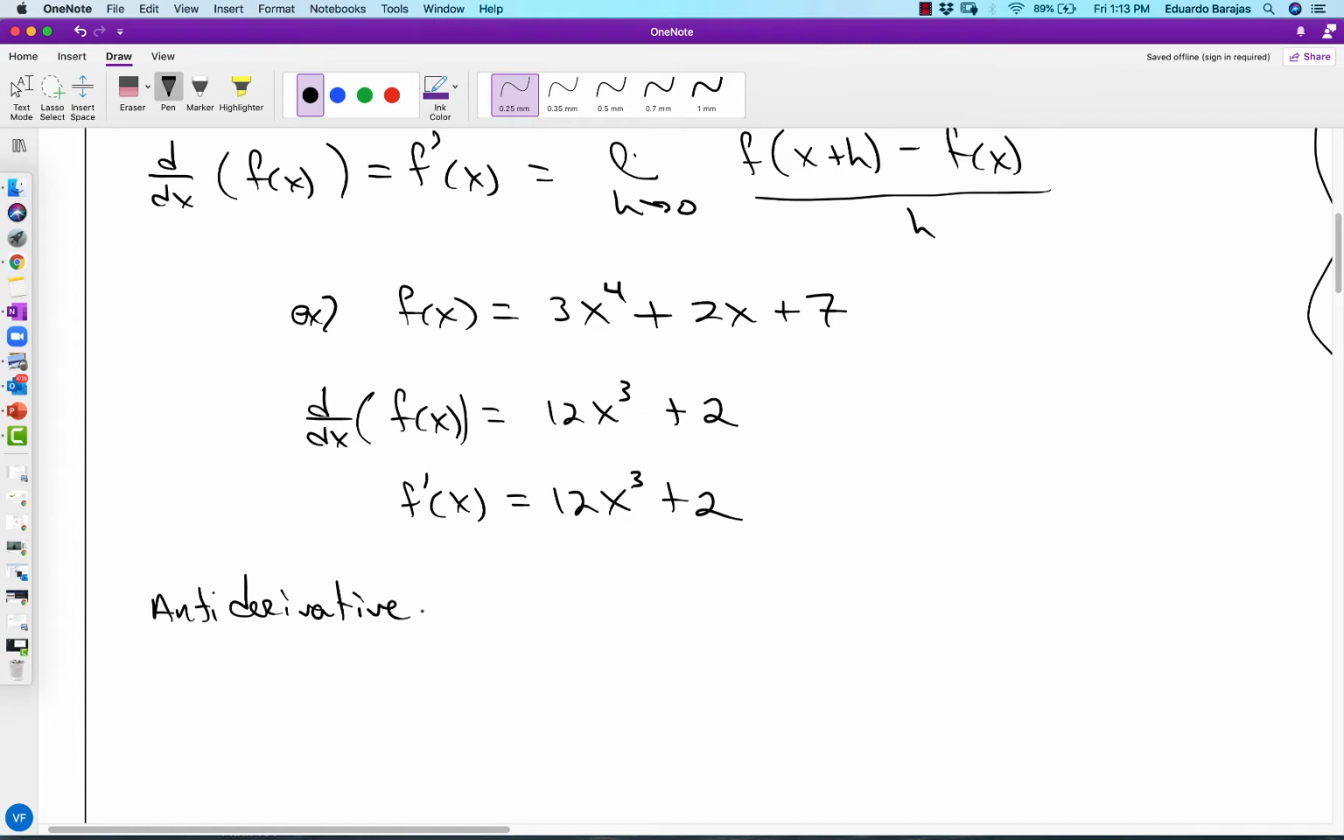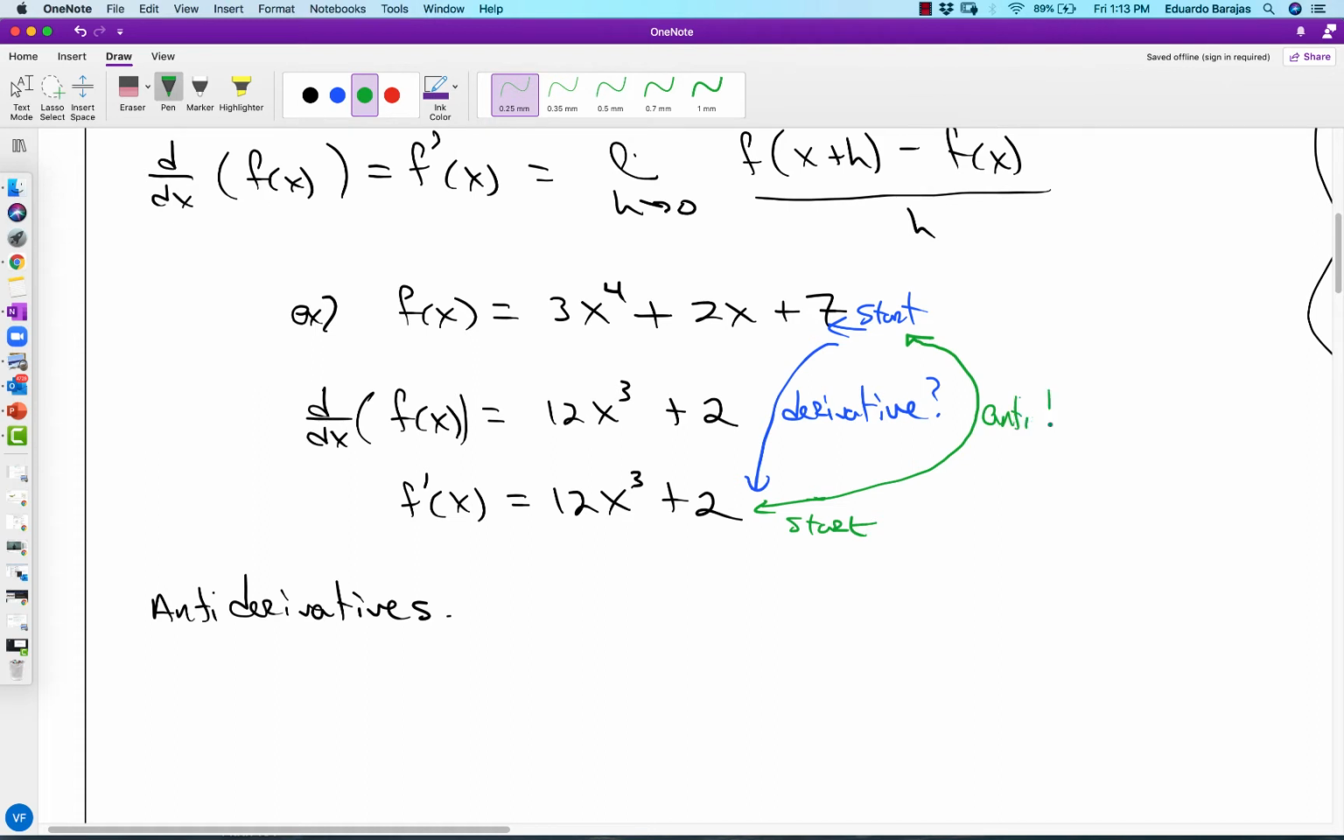Antiderivatives. So in other words, if we start here, this is what's given, and then we're asked to find the derivative, then we go this way, and this is the answer. Derivative, find the derivative, and then here's the answer. On the other hand, we could start here. They could give me this one and ask me to go backwards. Find a function whose derivative equals this, so undo the derivative. That's the antiderivative.